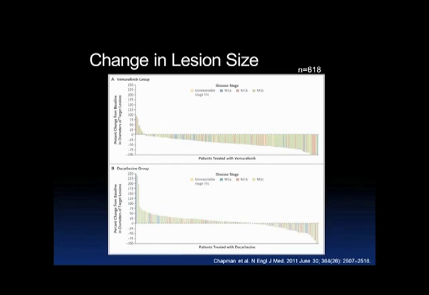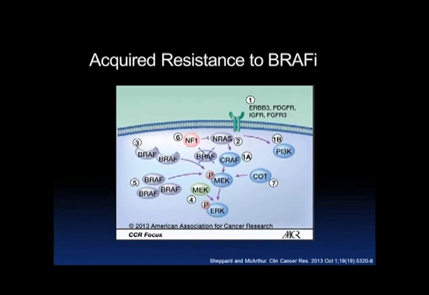What they also did is they looked at target lesions and looked if the lesions actually changed in size under both treatments. And what they showed is that the majority of lesions actually decreased in size under vemurafenib treatment, while there was kind of an even distribution in increase and decrease in size under dacarbazine.